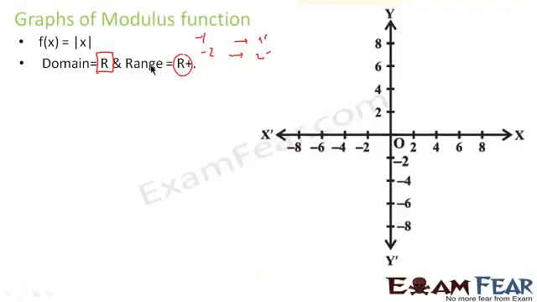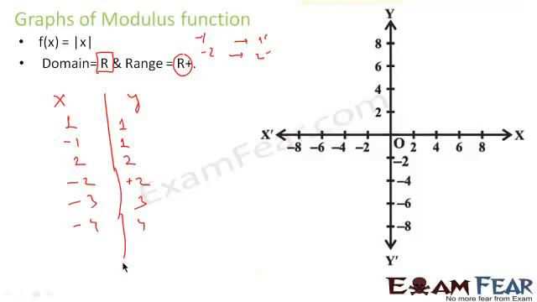We'll draw this. We'll take x and we'll take y. When we give 1 as the input, the output is 1. When you give -1, the output is 1. When you give 2 as the input, the output is 2. When you give -2, the output is +2. So any negative number you give, you get the positive output.